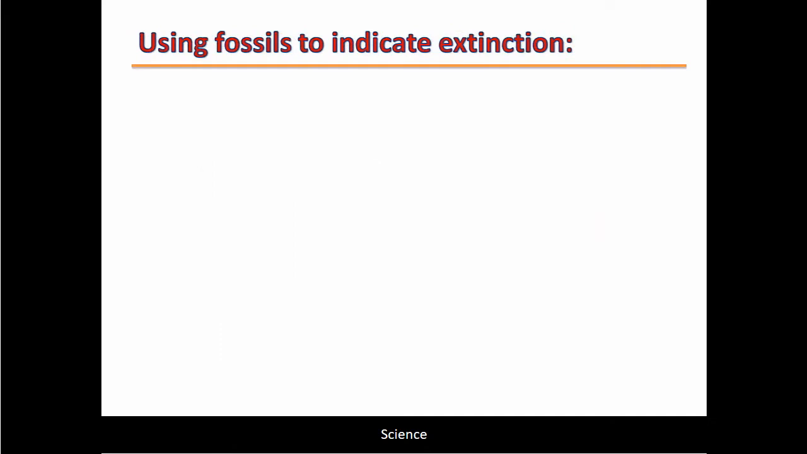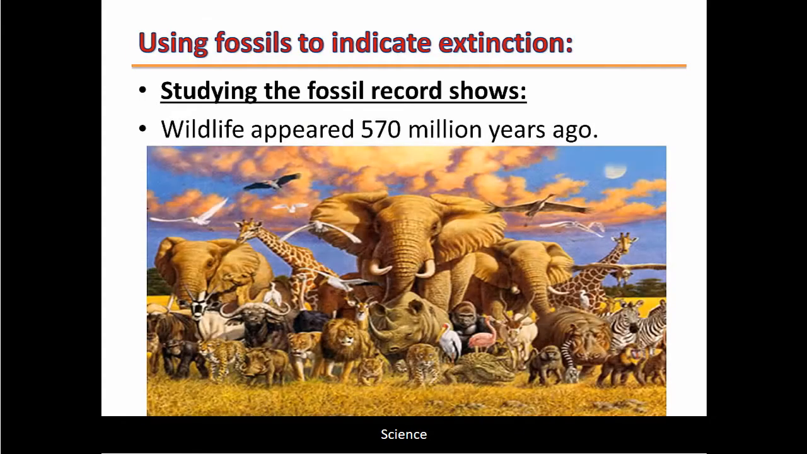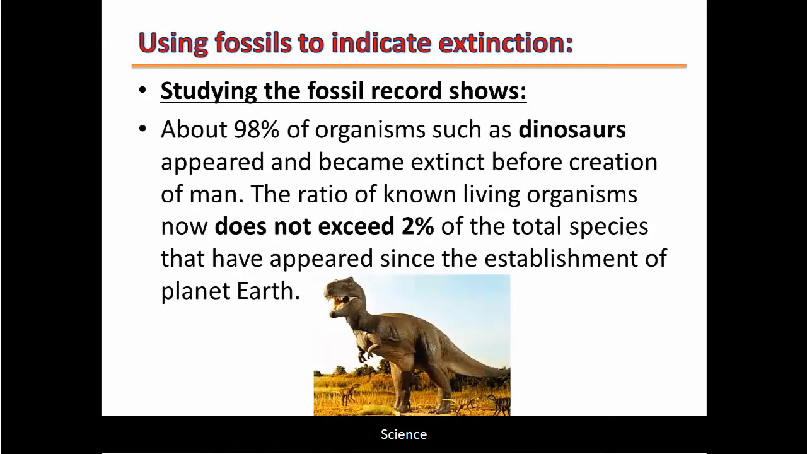Using fossils to indicate extinction. Studying the fossil record shows wildlife appeared 570 million years ago. About 98% of organisms, such as dinosaurs, appeared and became extinct before the creation of man. The ratio of known living organisms now doesn't exceed 2% of the total species that have appeared since the establishment of planet Earth.